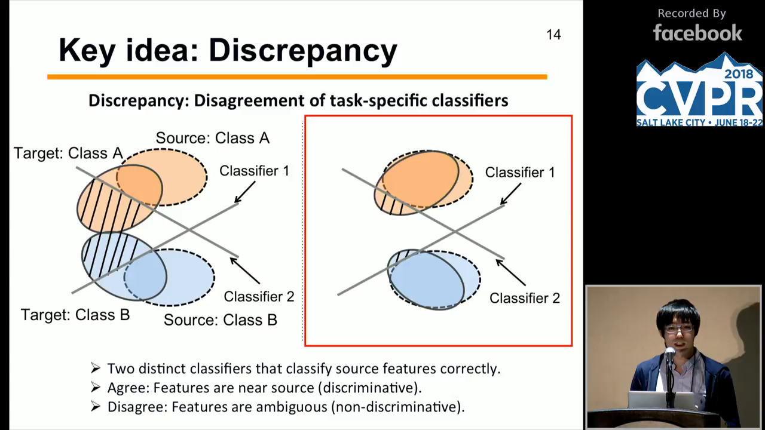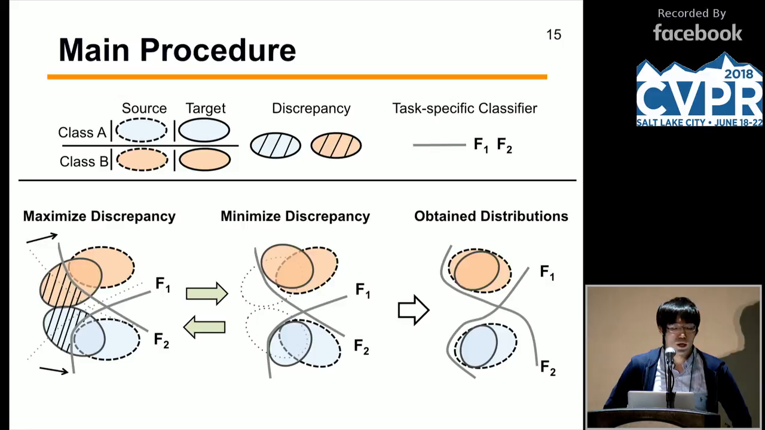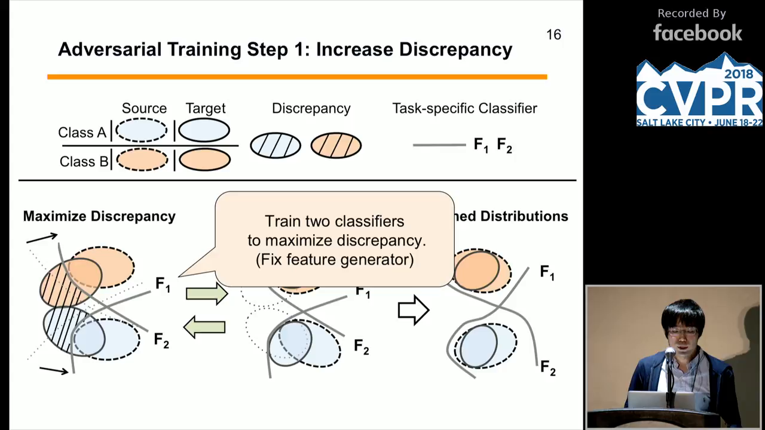Okay, let's look into the training procedure of our method. Before explaining the detail of the training procedure, please note that we have one feature generator and two classification networks, and the classification networks take input from the feature generator. First, we train the two classifiers to maximize the discrepancy for a fixed feature generator. This operation is to effectively detect the target features far from source ones. If the two classifiers are made completely the same or very similar, such two classifiers will not be able to detect the target samples correctly.